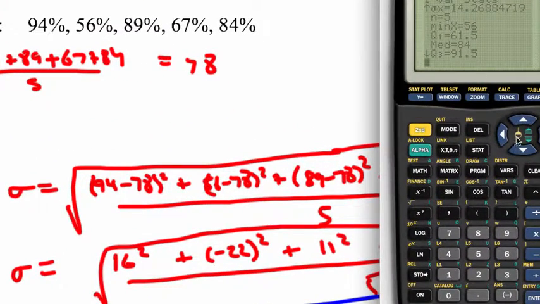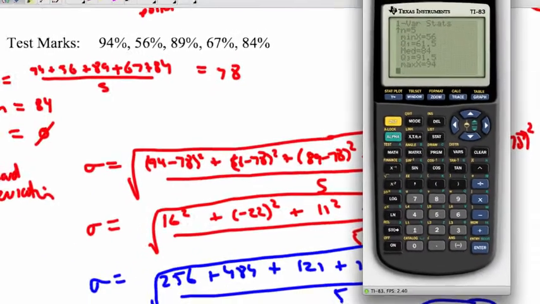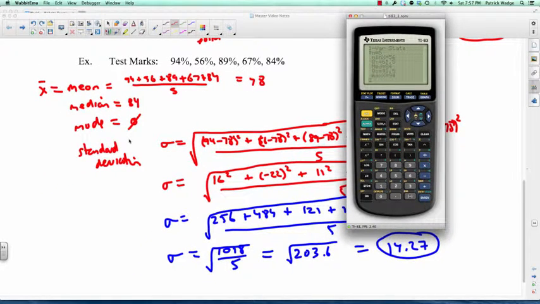Keep going down. Third quartile is 91.5. Don't have to worry about that. Keep going down. The maximum value is 94. Yep, that was the maximum value. And that's it. Okay? You'll notice the one thing they don't give you is the mode, but it's not too difficult to figure out the mode. All right, so that is how you do that.